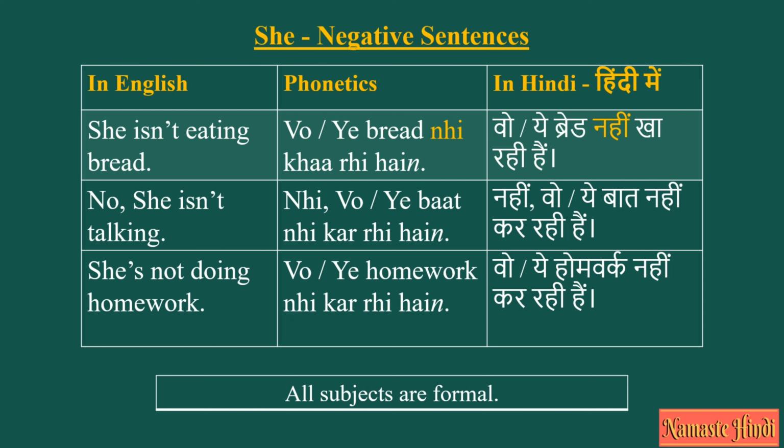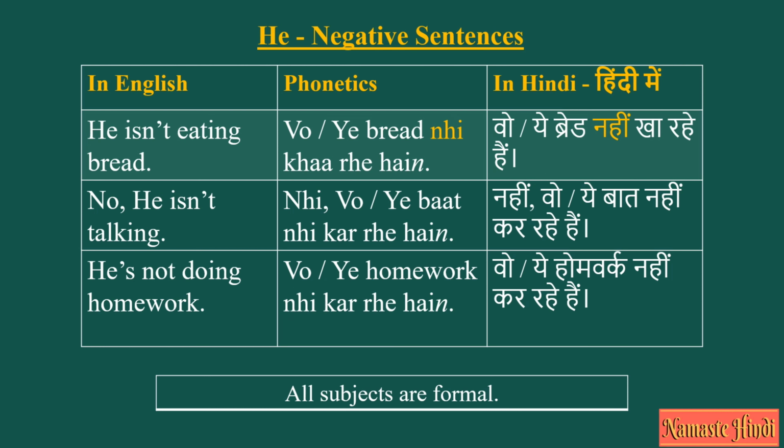Second sentence: no, she isn't talking. नहीं, वो or you can also say ये बात नहीं कर रही है. She is not doing homework. वो homework नहीं कर रही है. And for near distance, you would say ये homework नहीं कर रही हैं.